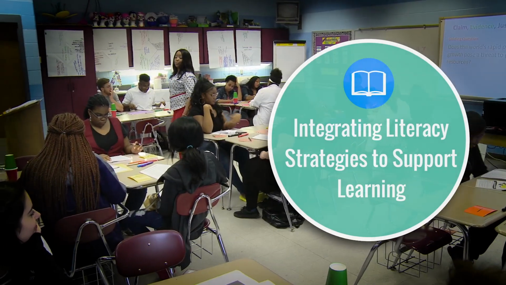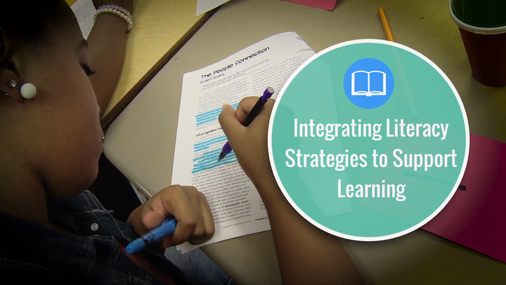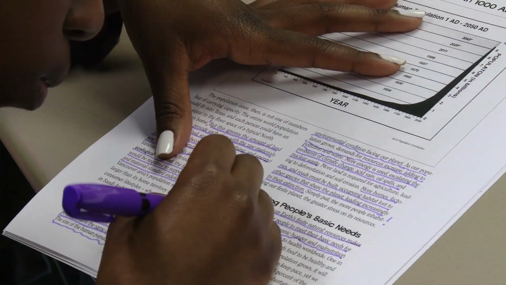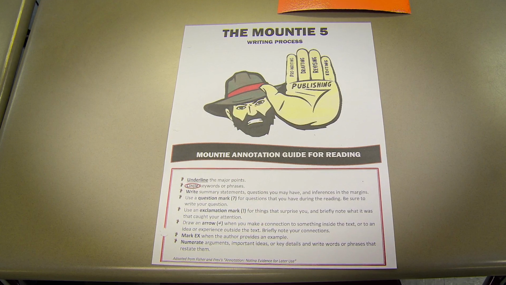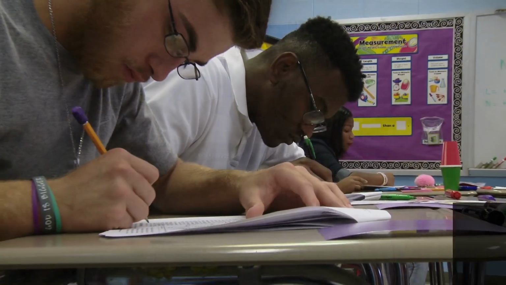You guys are going to read and annotate this article using the Mountie 5. In powerful literacy classrooms, students engage in synthesizing, analyzing, and evaluating complex texts as they apply appropriate literacy strategies that lead to the completion of an authentic writing assignment.